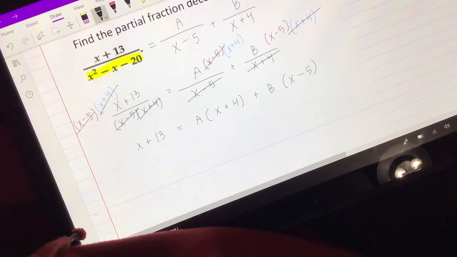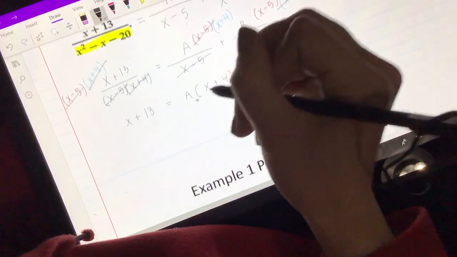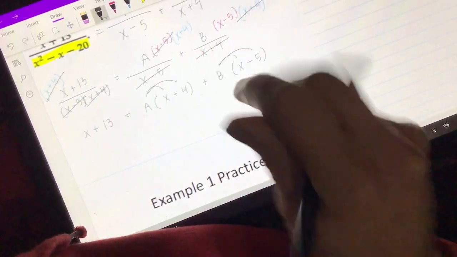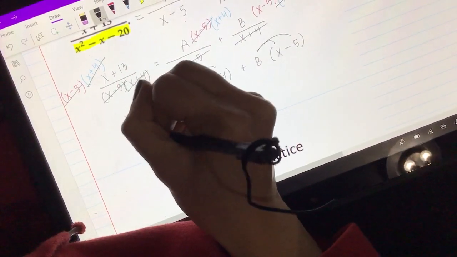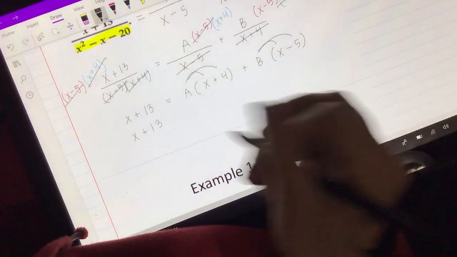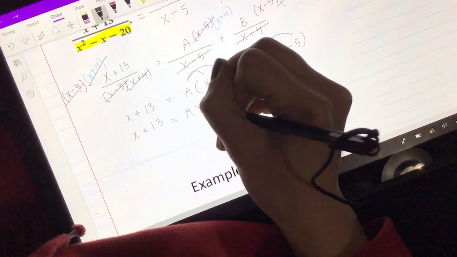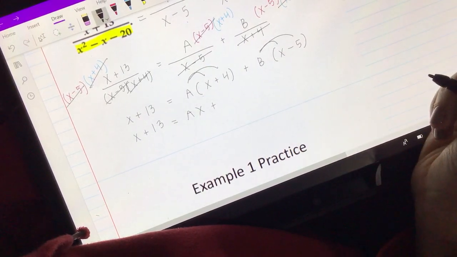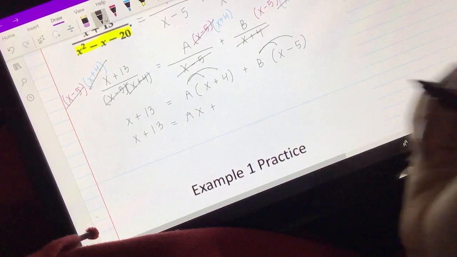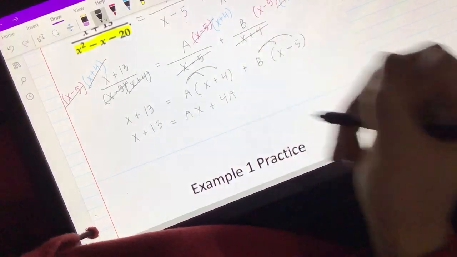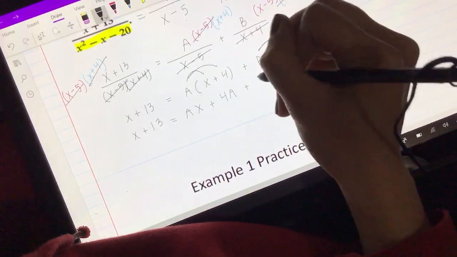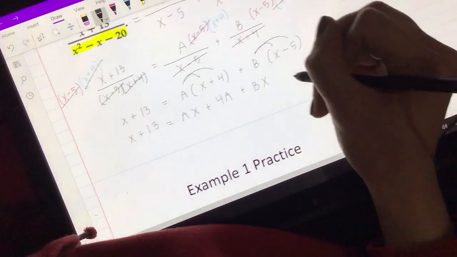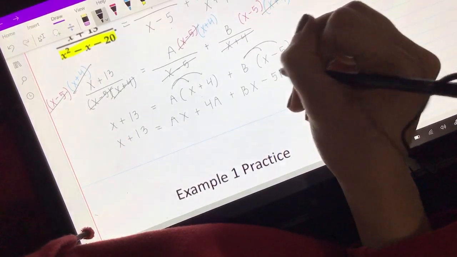The next step is to distribute a and b. So we're going to take a and distribute, take b and distribute. So we get x plus 13 equals ax plus, now you can either write this as 4a or a4. I prefer 4a. Plus, now we're going to distribute b, so we get bx minus 5b.